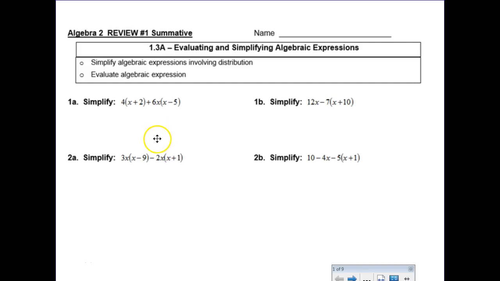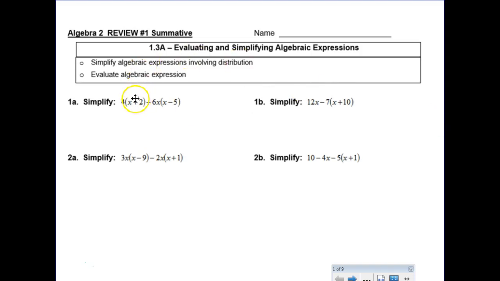All right, so our review for our first summative in Algebra 2, there's two versions of every single question. I'm actually going to go over all of these in this video, and if you were in class, probably one of your teachers, me or Mrs. Meyer, we went over A's or B's, but not both, so keep that in mind.